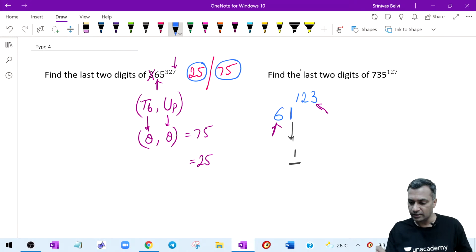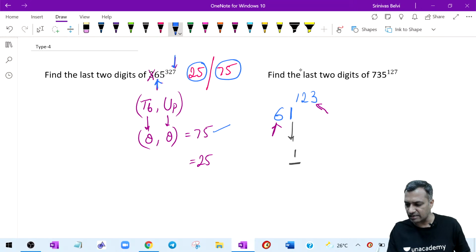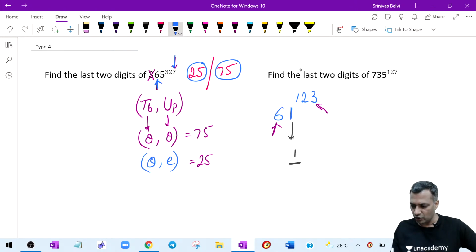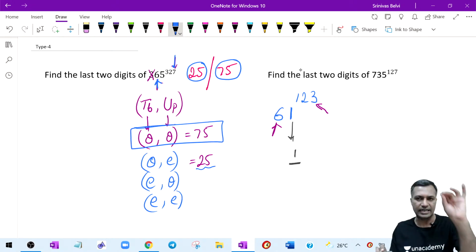Which both are odd? The tens place of the base and the units place of the power. If you find both of them to be odd digits, then the result is 75, otherwise 25. What do you mean by otherwise? One can be odd, the other can be even. Or the tens place of the base is even, but the other one is odd. Or both of them are even. In all these cases, it becomes 25. Therefore, easy to remember. Just remember this. If both are odd, write it as 75. Otherwise, write it as 25.